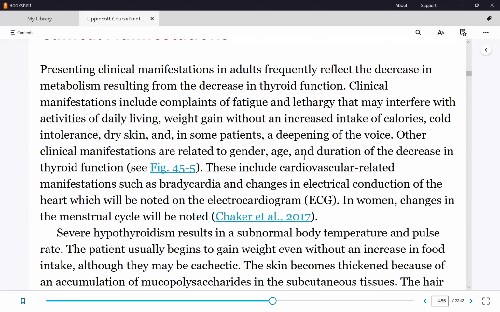Manifestations, everything will be slow because again, the function of the thyroid gland is to produce T3, T4. Therefore, if that gland is hypoactive, you will have low levels of T3 and T4, resulting in decreased cellular metabolism systemically. So we're talking about your heart, your brain, your lungs, your GI tract, everything. It will be slow.